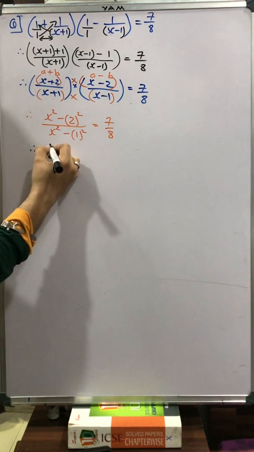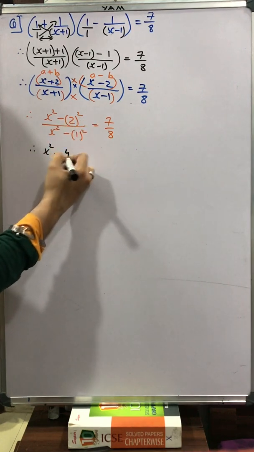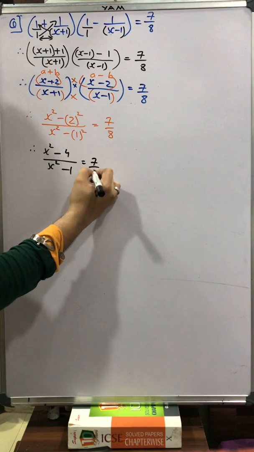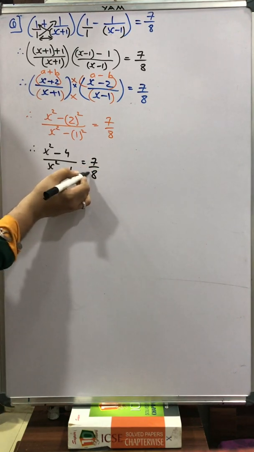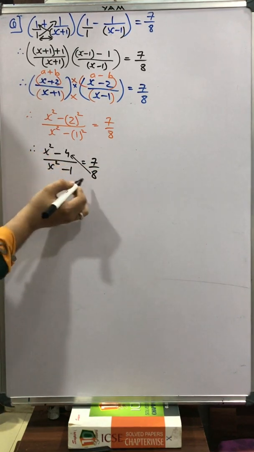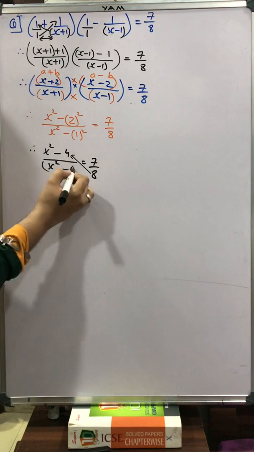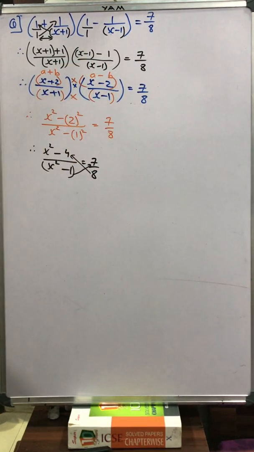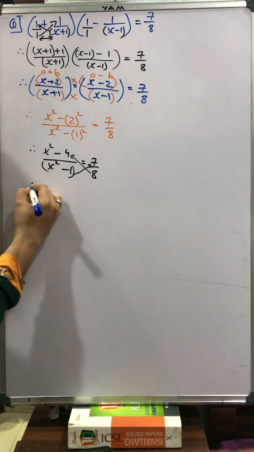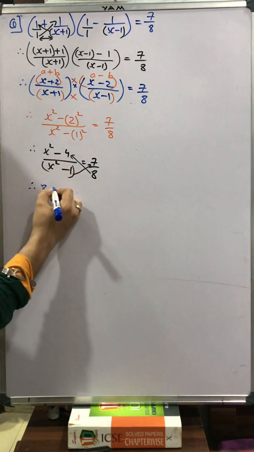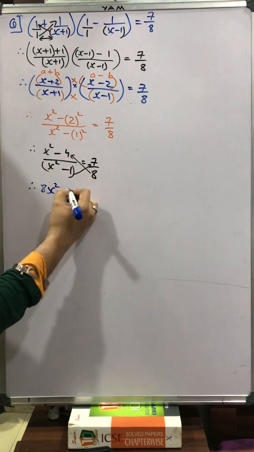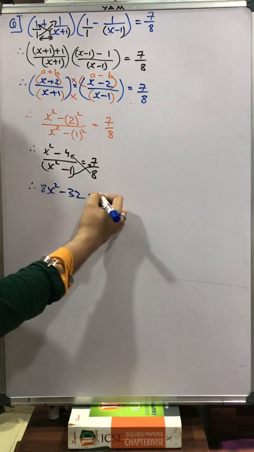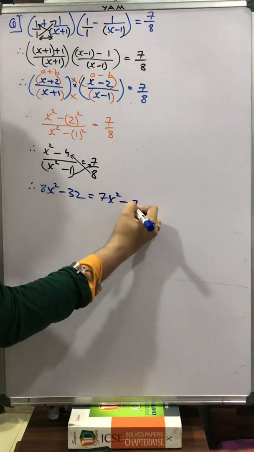This will be x square minus 2 square, which is 4, upon x square minus 1, is equal to 7 upon 8. Now let's cross multiply. This 8 will be multiplied with this entire numerator, it goes up, and this x square minus 1 bracket will go up and be multiplied with 7. So let's see what the answer is now. Therefore 8 when multiplied with this becomes 8x square minus 8 4s are 32, is equal to the 7 multiplied with this bracket, 7x square minus 7.